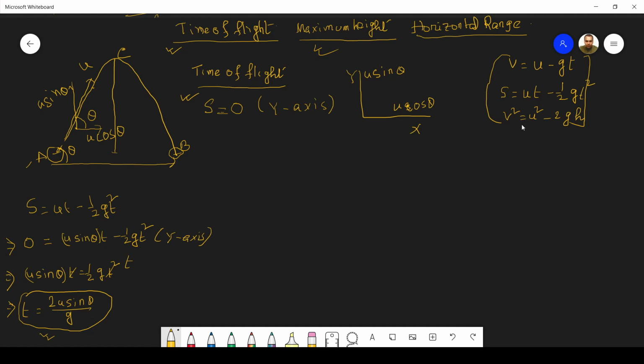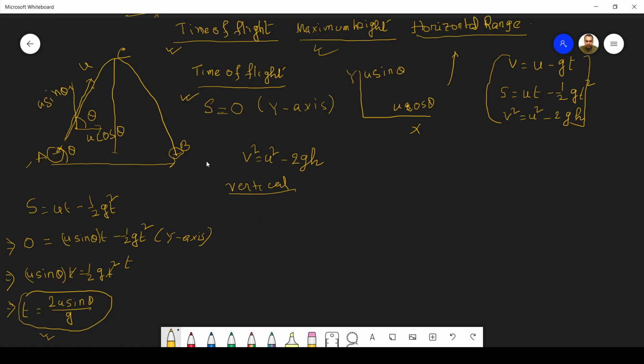So let us consider this equation now: v square equal to u square minus twice g h. Since we are again considering the height of the object, the maximum height of the projectile, in order to calculate the height we have to again consider the vertical motion of the object.